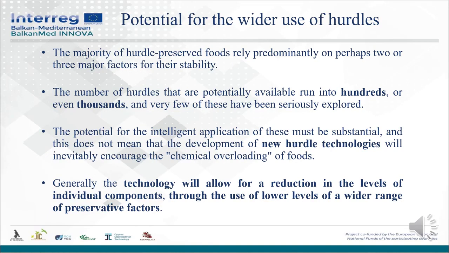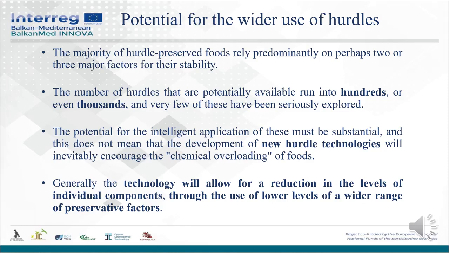There is potential for the wider use of hurdles. The majority of hurdle preserved foods rely predominantly on perhaps 2 or 3 major factors for their stability. The number of hurdles that are potentially available run into hundreds or even thousands, and very few of these have been seriously explored. The potential for the intelligent application of this must be substantial, and this does not mean that the development of new hurdle technologies will inevitably encourage the chemical overloading of foods.